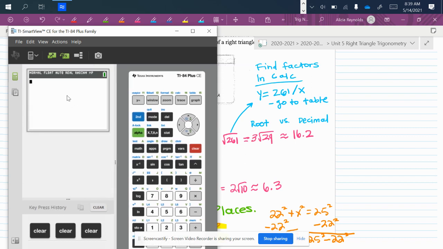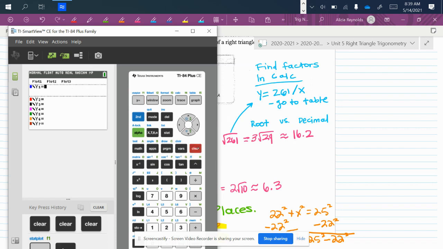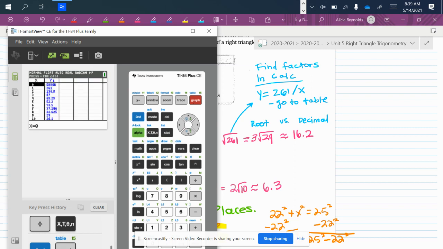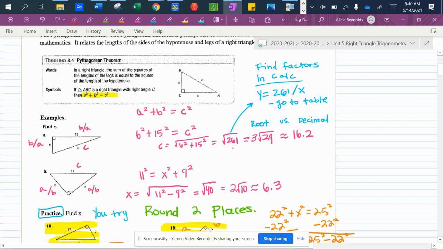So if I go to y equals, clear whatever is there, 261 divided by x. And then I go second graph to pull up the table. When I'm looking through my table, I'm looking for whole numbers, and I'm looking for perfect squares, really. So 3 and 87, that's not doing anything for me. But looky there, 9 and 29 are factors. So that's how I got 3 root 29, because this was 9 times 29, and the square root of 9 is 3. Does everybody understand how I did that?